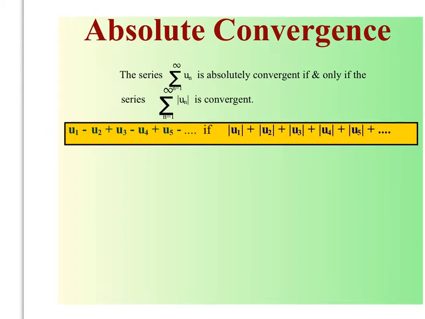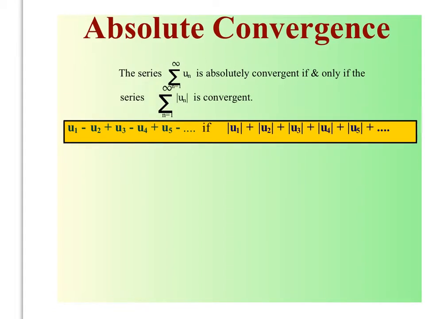Okay, so absolute convergence. All that absolute convergence means is that if the series u sub n from n equals 1 to infinity, so if an alternating series and its non-alternating series partner, so to speak, both converge, it's absolutely convergent. So let's look at an example. Here's an example of absolute convergence.